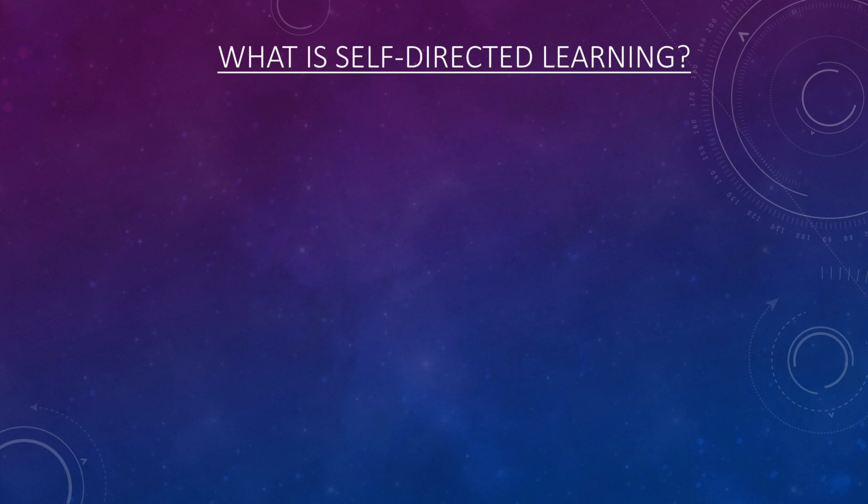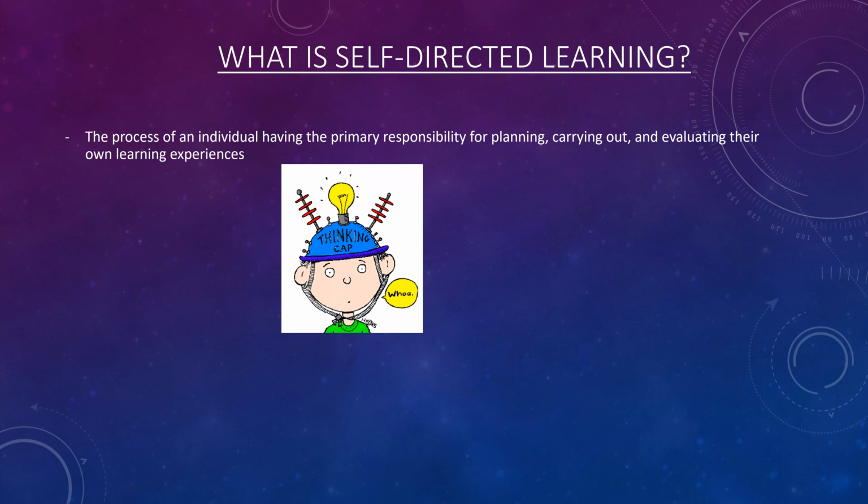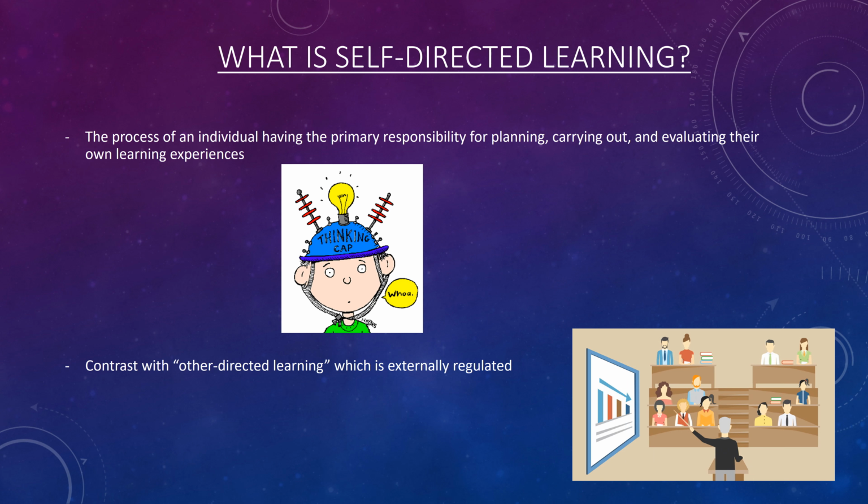So what is self-directed learning then? In its simplest conception, self-directed learning is the process of an individual having the primary responsibility for planning, carrying out, and evaluating their own learning experiences. We can also consider it in contrast to other directed learning, which is learning that is externally regulated. This is learning that we're more commonly used to in the classroom with the teacher directing most of what goes on.